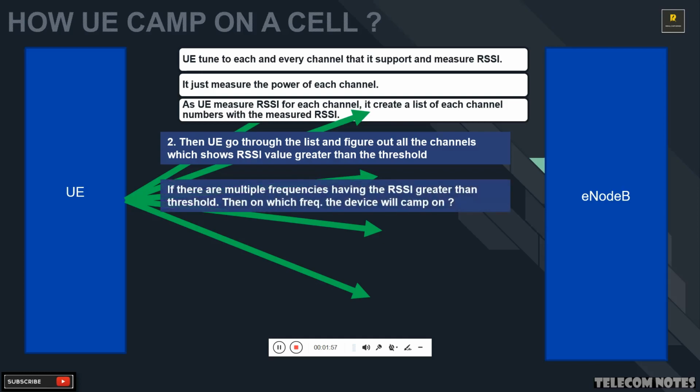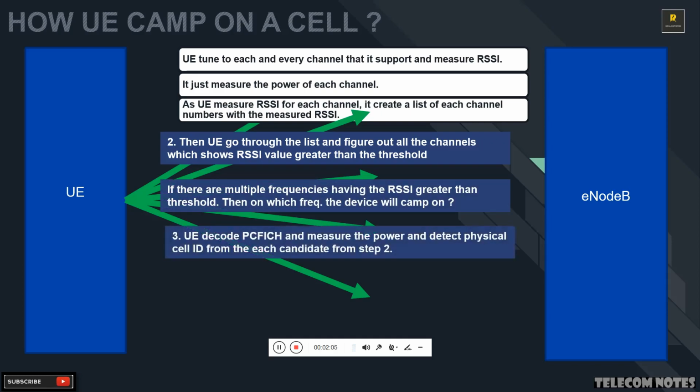If there are multiple frequencies having an RSSI greater than the threshold, then on which frequency will the device camp on? The solution for that is you decode the PCFICH and measure the power and detect the physical cell ID, PCI, for each candidate from step 2. From step 2 means from that list of channels having an RSSI greater than the threshold, it will read the PCFICH and take out the PCI for each and every candidate.